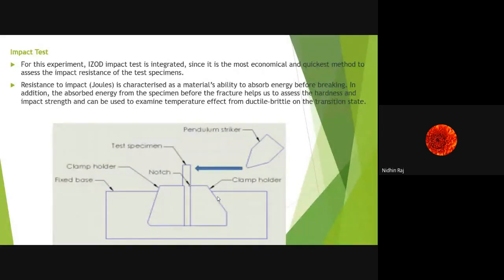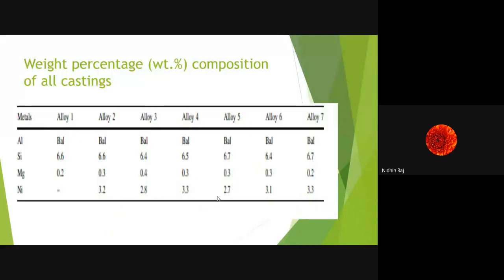Now this figure shows the Izod effect evaluation schematic diagram. You can see a pendulum striker here, which is used to test the specimen. The test specimen is also seen there. Now moving on, these were the weight percentages of compositions of the alloys that were produced.